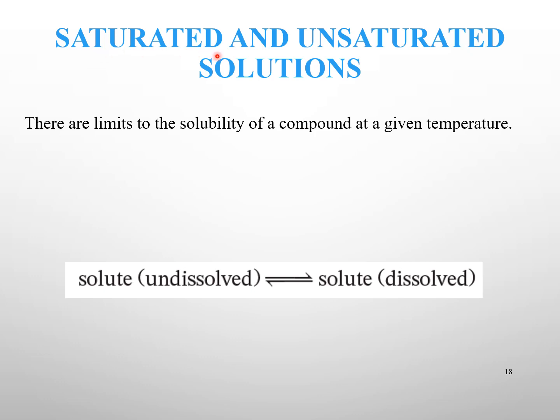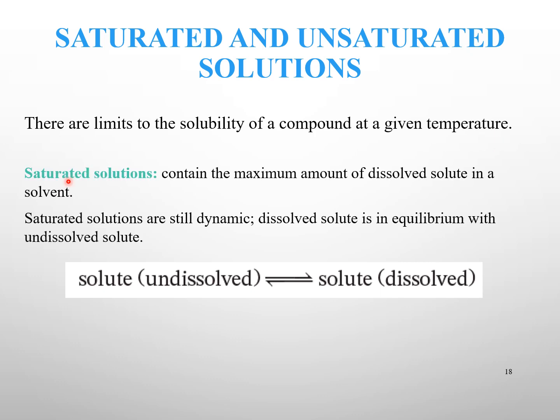So, saturated and unsaturated solutions. When you try to dissolve anything like putting sugar into water, there's some sort of a limit. Once you hit the limit of max amount of solid that you can put into your liquid, that is called the saturation level. So saturated solutions contain the max amount of dissolved solute in the solvent, the maximum capacity it can hold. Saturated solutions are dynamic. The dissolved solute is in equilibrium with the undissolved solute.